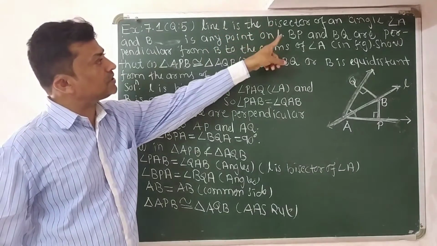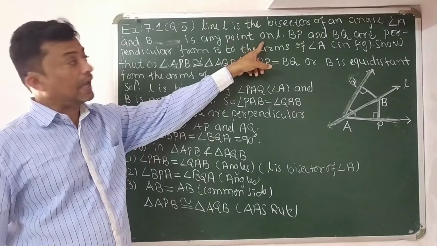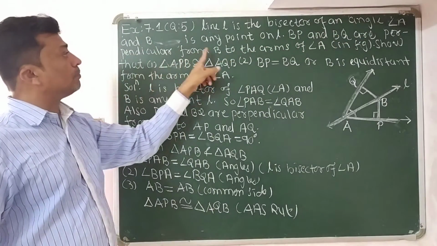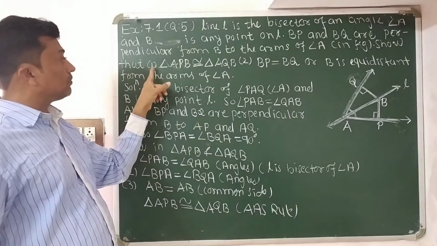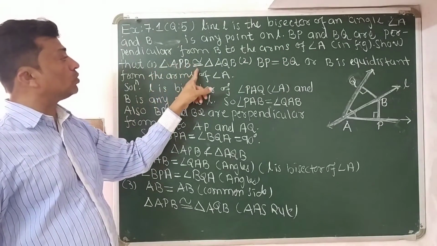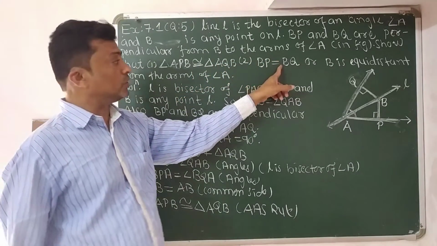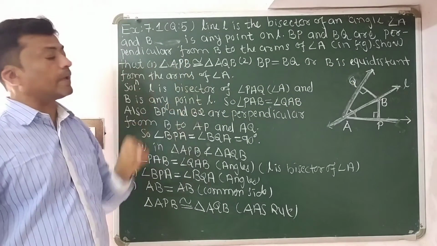Exercise 7.1 question number 5. Line L is the bisector of an angle A and B is any point on L. BP and BQ are perpendicular from B to the arms of angle A in figure. Show that first, triangle APB is congruent to triangle AQB. Second, BP is equal to BQ, or B is equidistant from the arms of angle A.